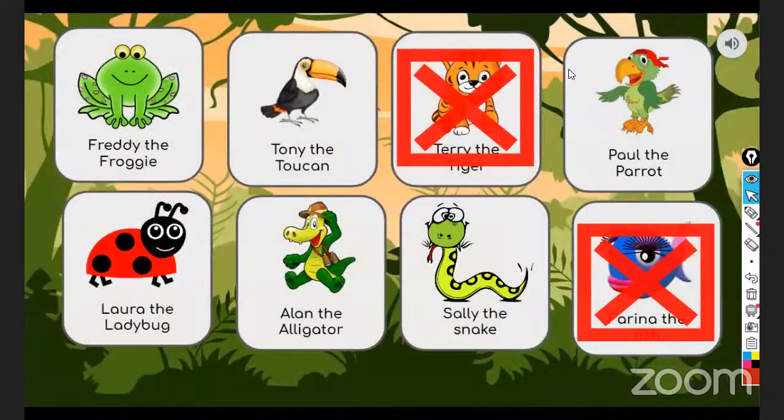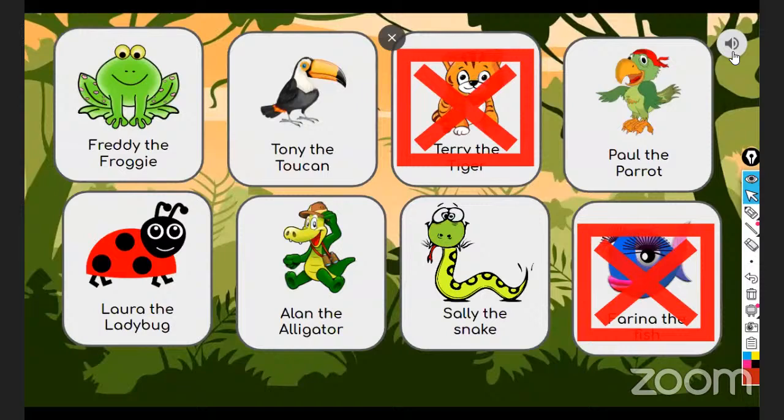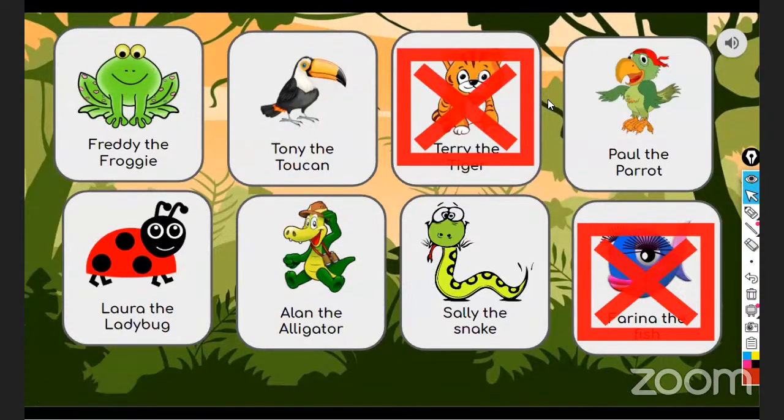Ah, yes, a brain relaxer. So Terry the tiger is gone. Farina the fish is gone. What are your bets, guys? Who's next? Who do you think will meet their end? Freddie, Tony, Laura, Alan, Paul, or Sally? A lot of people have it out for Alan the alligator. I don't know. That Tony looks like he's going to meet his end. That Laura looks too happy. Let's see who's next.